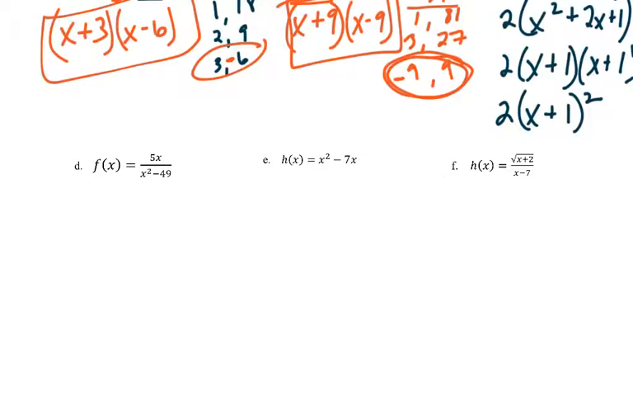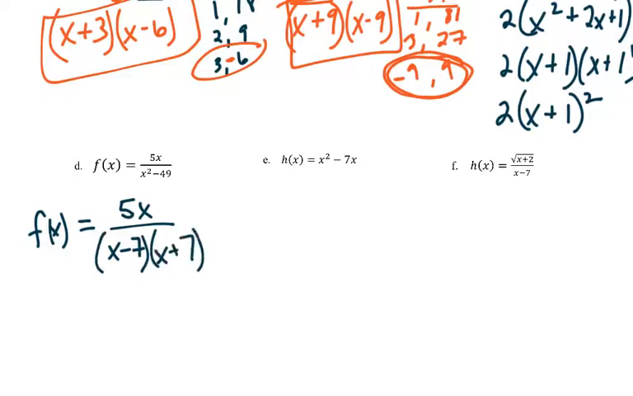Now remember, the domain will be from negative infinity to positive infinity unless it is written in fraction form and is a rational function, or if it has square roots. And so we have to keep that in mind. So here we're going to look at this first one, f of x equals 5x over x squared minus 49. We want to factor that denominator just in case something did cancel out. And in this case, we end up with 5x over x minus 7, x plus 7.